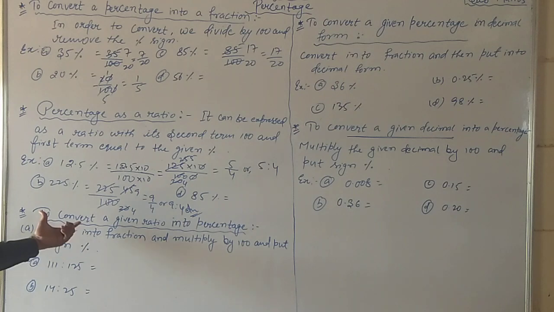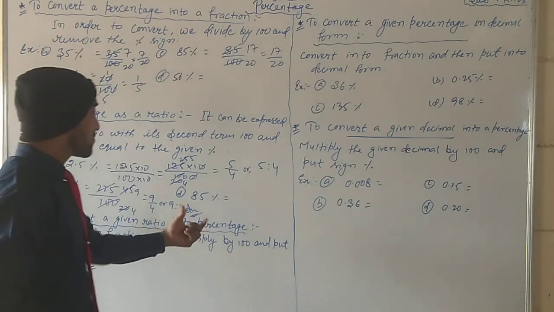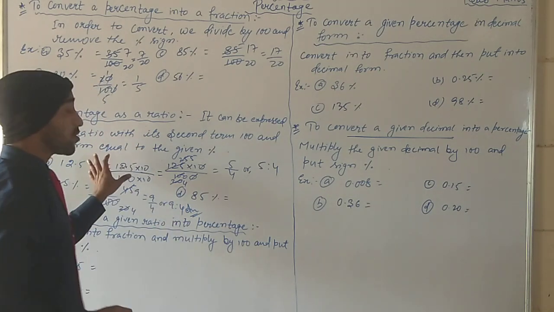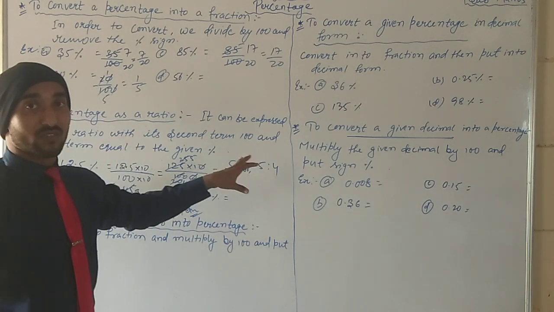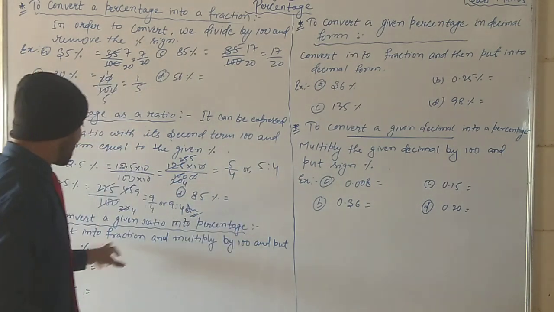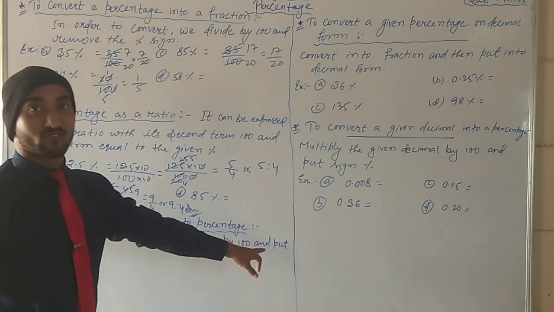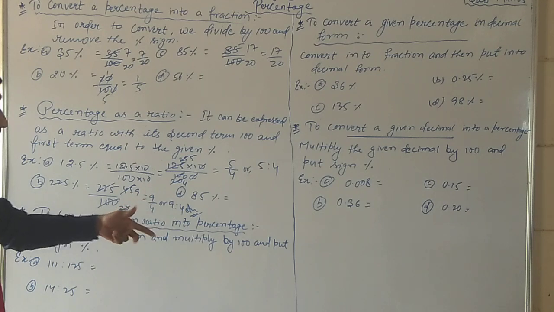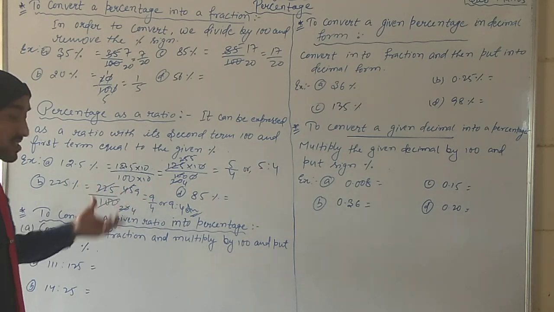So see, the next term is to convert a given ratio into a percentage. Right now percentage is given and we have to convert it into a ratio, but now ratio is given and percentage has to be converted. So what will we do? Simple. We will do the opposite of what we did in the previous lesson.